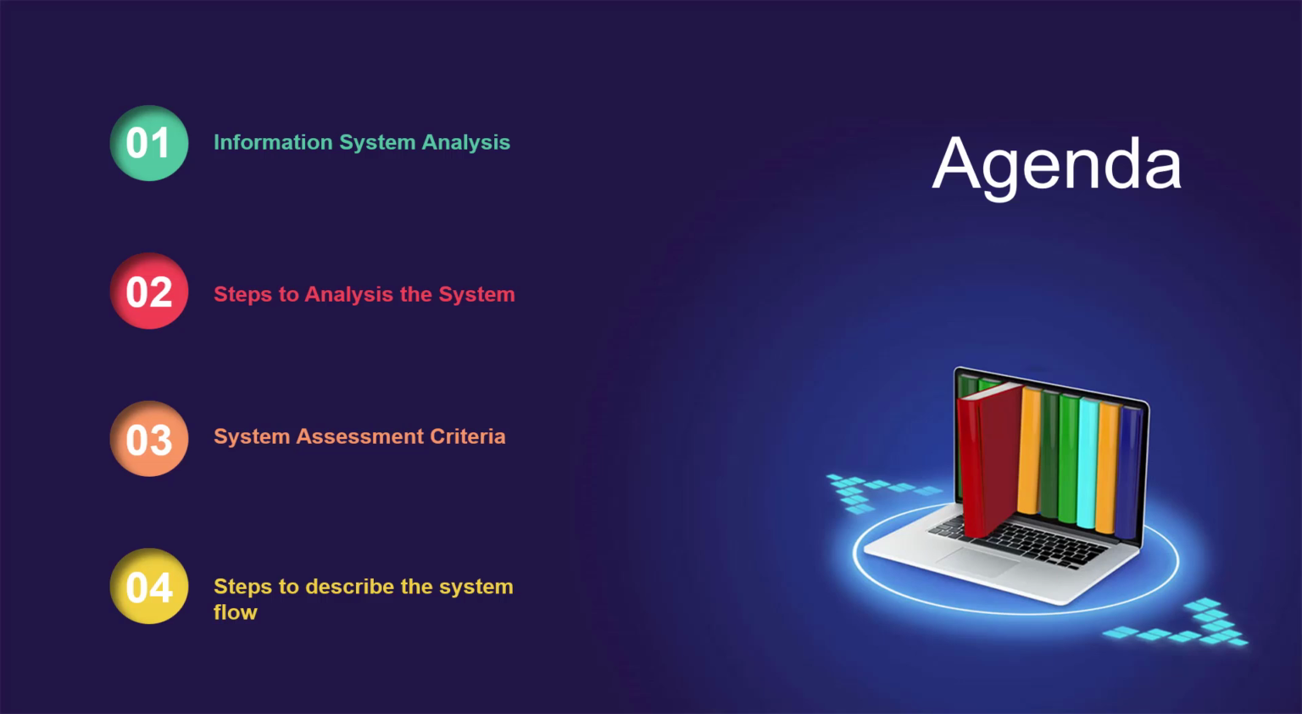Okay, for the agenda, we divide it into four. The first one is information system analysis. The second one is the steps to analyze the systems, and then the system assessment criteria, and the last one is the steps to describe the system flow.